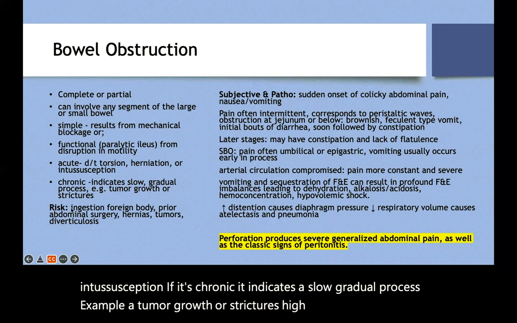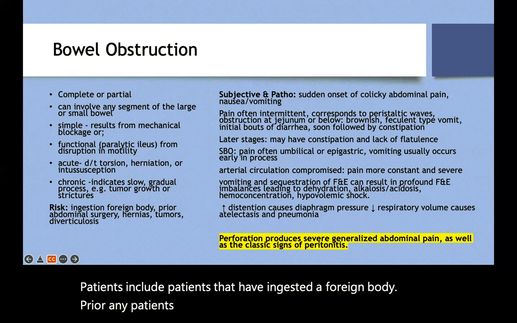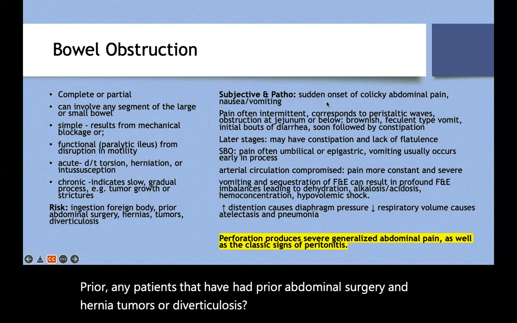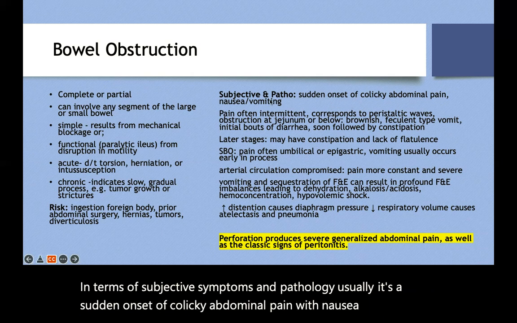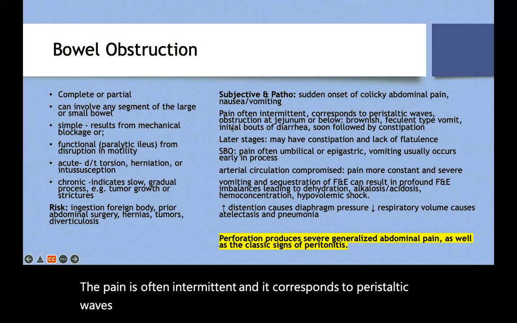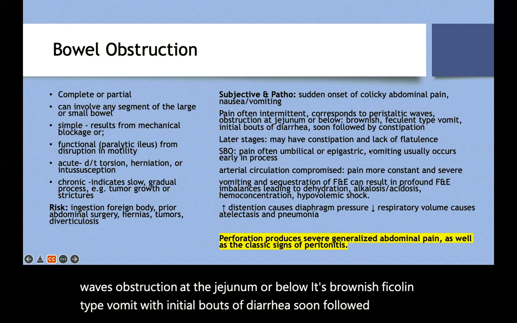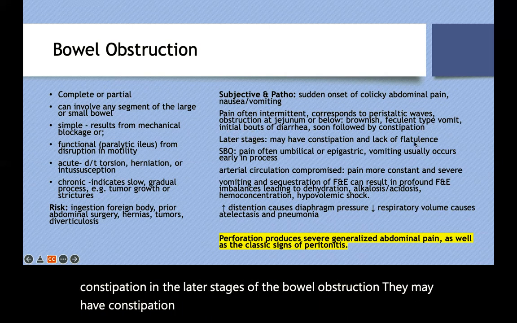High-risk patients include patients that have ingested a foreign body, any patients that have had prior abdominal surgery, any hernia, tumors, or diverticulosis. In terms of subjective symptoms and pathology, usually it's a sudden onset of colicky abdominal pain with nausea and vomiting. The pain is often intermittent and it corresponds to peristaltic waves, obstruction at the jejunum or below. It's brownish, fecal type vomit with initial bouts of diarrhea, soon followed by constipation. In the later stages of the bowel obstruction, they may have constipation and lack of flatulence.